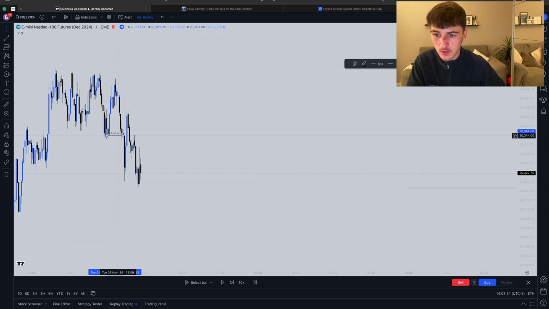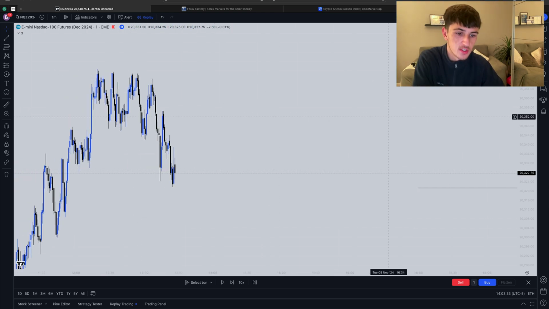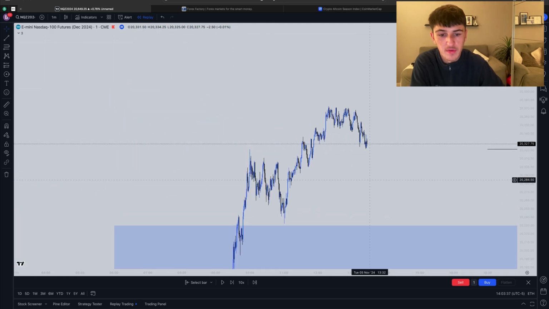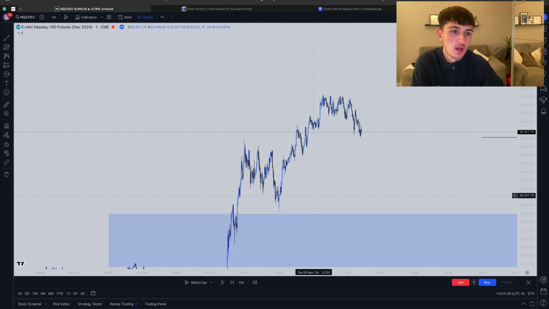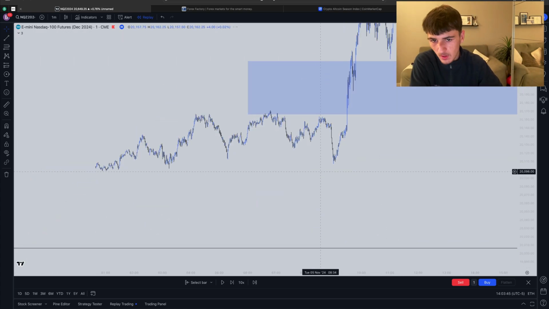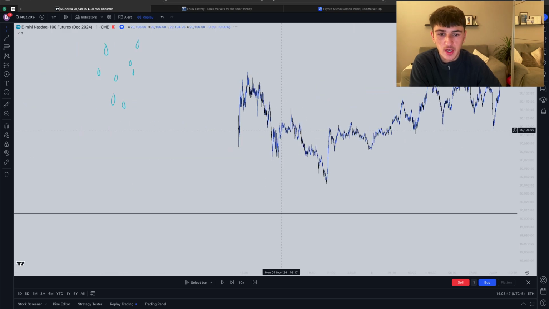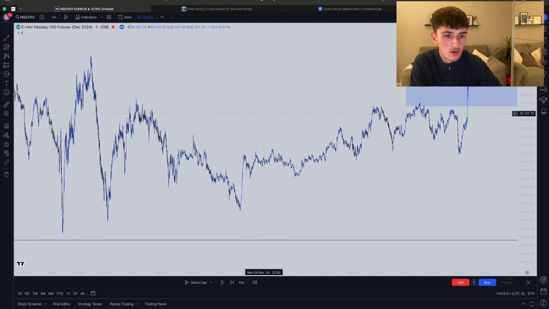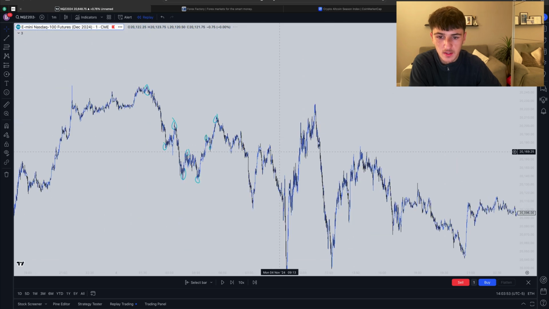Now, the last thing we're going to touch on is the change of character. So, the basics of market structure is everything I've just gone over. You've got your lower highs and your lower lows for a downtrend, higher highs, higher lows for an uptrend. Now, you may be wondering, well, how does this ever change from a downtrend to an uptrend? And I'm going to show you that now. So, let me find a good example.